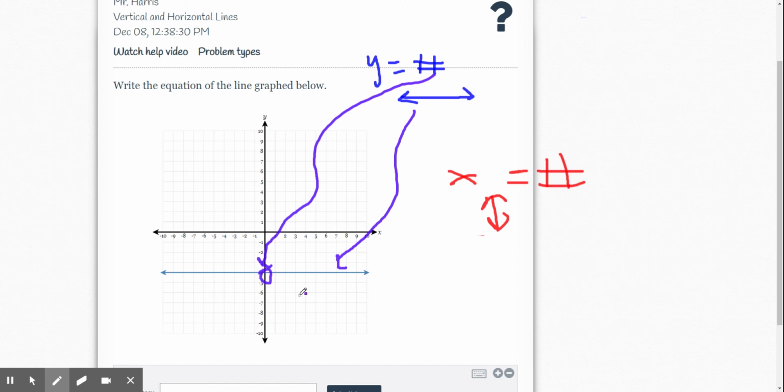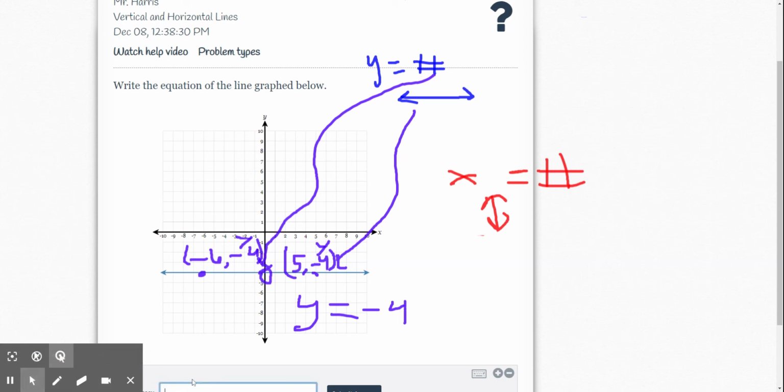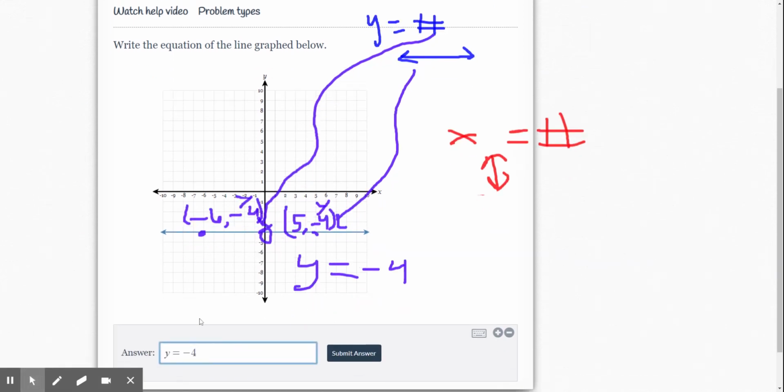Okay. So looking like we're going to have y equals, and the number, no matter what point you choose, you could pick this point out here. That'd be (-6, -4). You could pick this point over here. That'd be (5, -4). Either way, your y value will always be -4. So y equals -4.